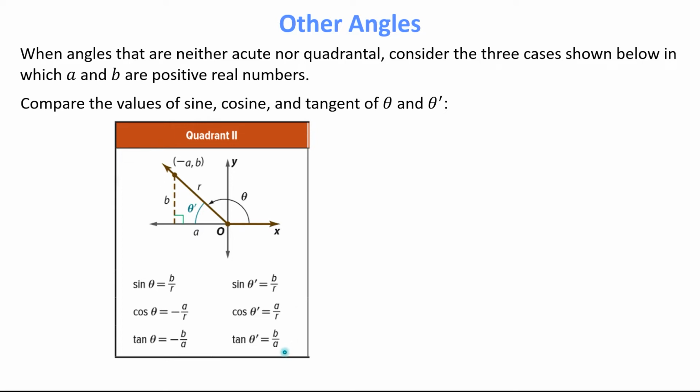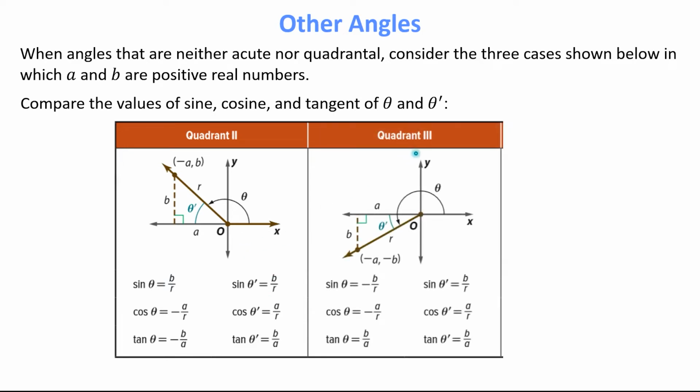So it's important to note that the quantities are all the same. The only difference is in some cases, specifically in the case of cos and tan, we see that the value is negative for theta and positive for theta dash. Same for tan. But for sine, we see that sine of theta and sine of theta dash are both positive, b divided by r.